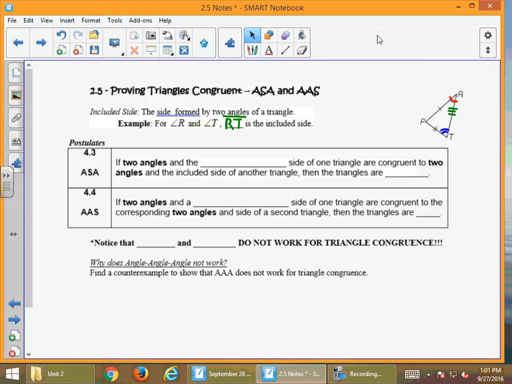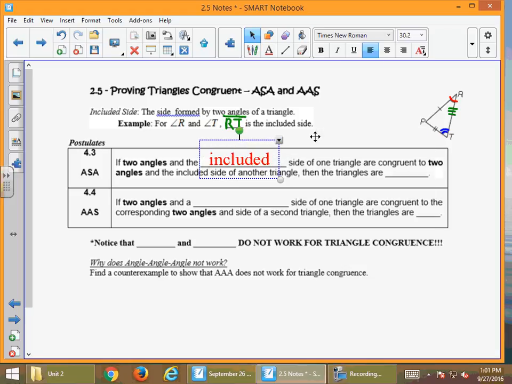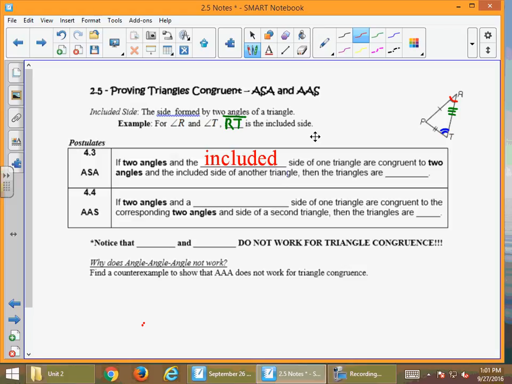So now we can start talking about our shortcuts. The first one is ASA. You guys already knew what it was: angle, side, angle. Definition: if two angles and the included side of one triangle are congruent with two angles and the included side of another triangle, then the triangles are congruent. That's what the shortcuts tell us.